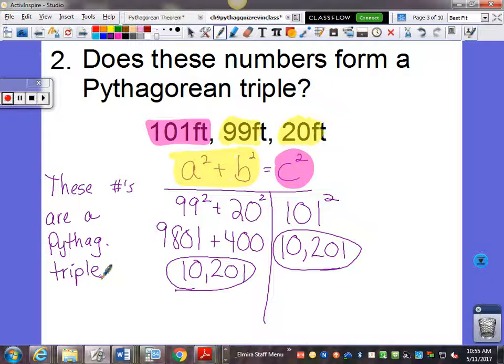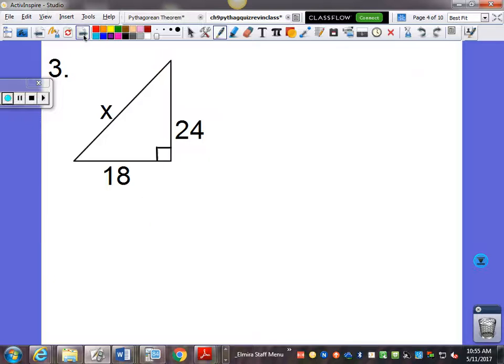Okay, so that was lesson 9.1. Lesson 9.2 is, let's see, let's go back to pen for a second here. This will be lesson 9.2. Okay, and lesson 9.2 was all about solving for C.